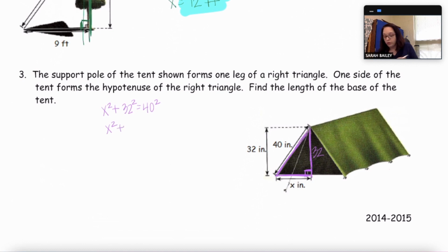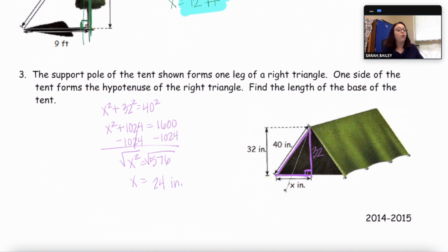All right, so I'm going to do 32 squared, and I get 1,024. 40 squared is 1,600. So I'm going to subtract 1,024 on both sides. Get 576, and then I'll do the square root of both sides. Okay, so the square root of 576 is 24.